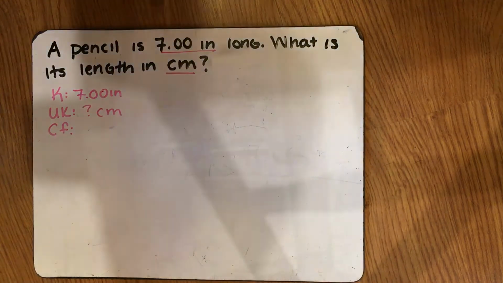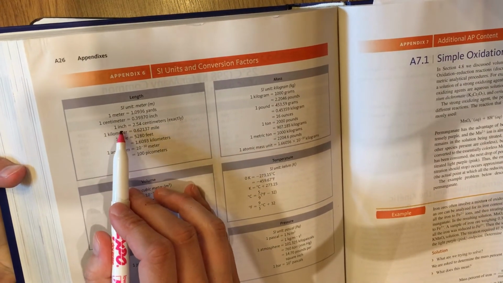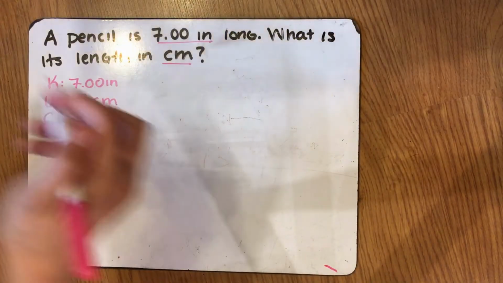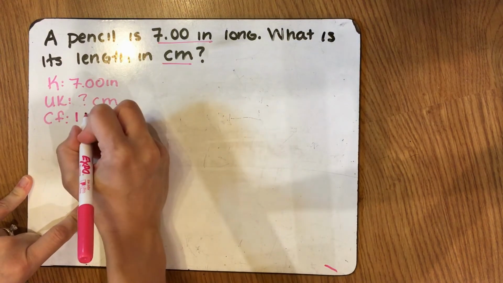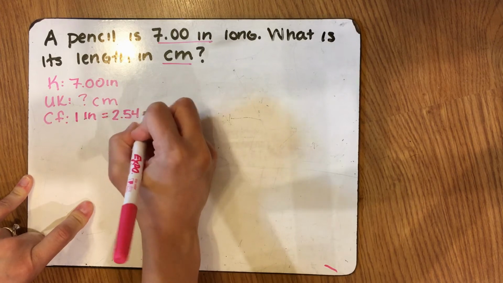So I look in the back of the textbook. There's this page with all of our conversion factors on it. And in the section titled length, I find that 1 inch equals 2.54 centimeters. So I write that as my conversion factor.